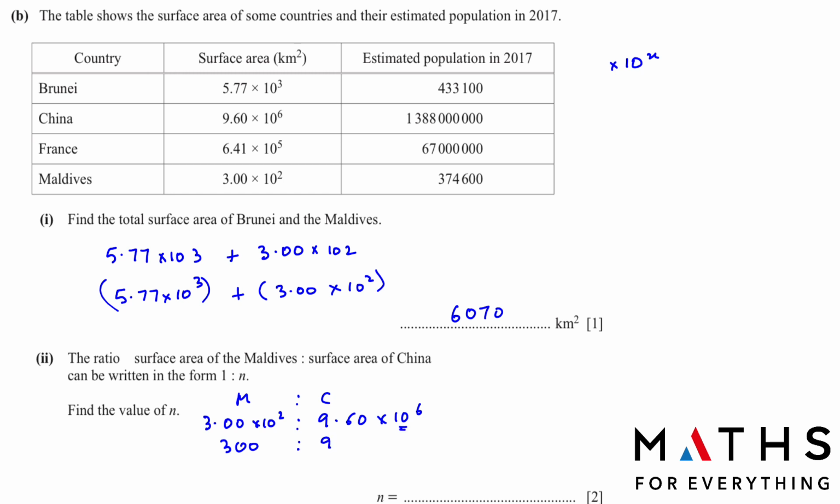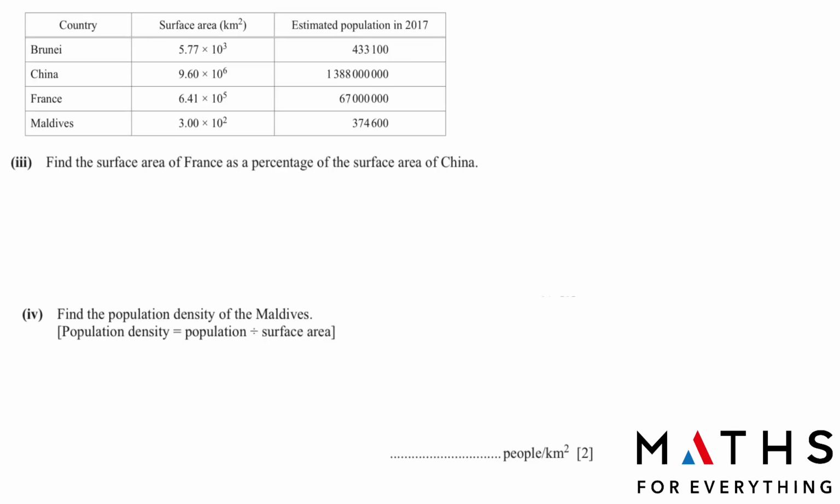Then there is 10 to the power of 6. So after the 9, there will be 6 digits: 1, 2, 3, 4, 5, 6. If digits are not there, you add zeros. Now divide both sides by 300 because we want 1 here. So 300 divided by 300 will give us 1. And we will get 32,000 when you divide this number by 300.